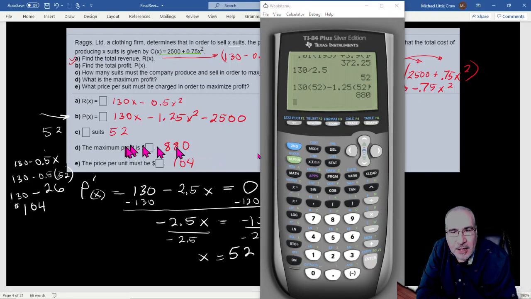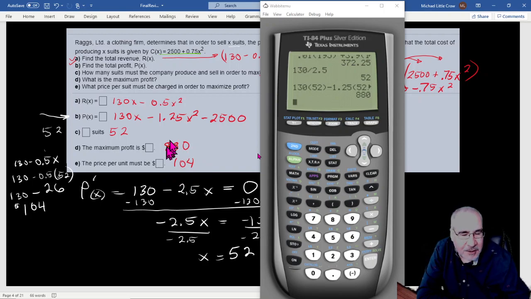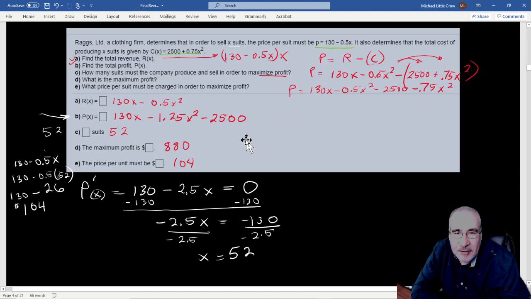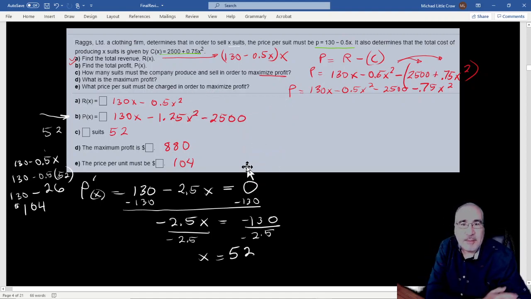It seems like a shame. We made 52 suits. Our suits are selling for $104, but look, we only made $880. Who can live off of that? Maybe if that's in a week, that's okay, but certainly a month, that's not a good business model. But it's a math problem, right? I wouldn't open up this business. So that's that, and we'll move on to the next one.